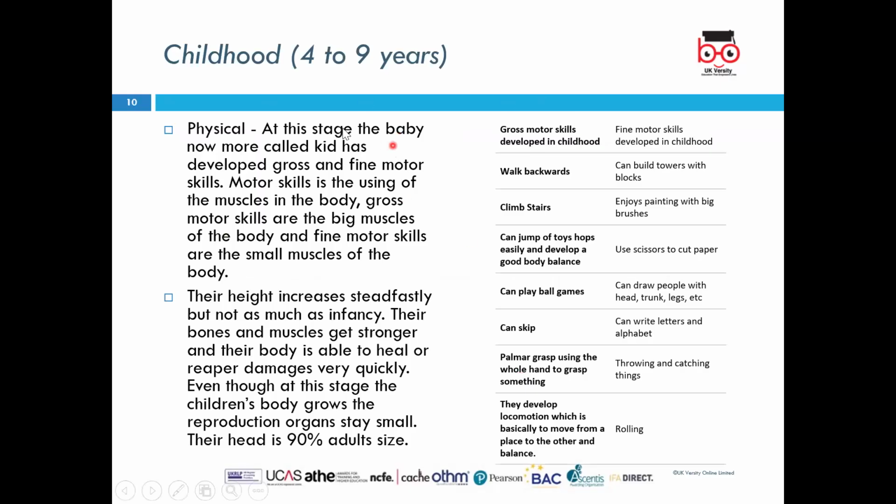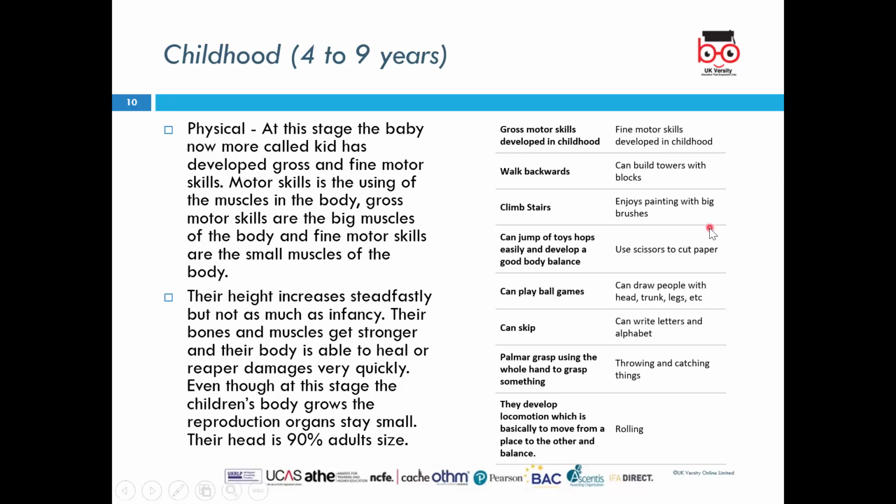Then comes the time period from 1 year to 9 years, which is childhood. Okay, so there are different body changes. The body grows faster. Their gross motor skills, which are like walking backwards, climbing the stairs. These are gross, the bigger muscles, they work in this. They can skip. Initially, they couldn't, now they can.